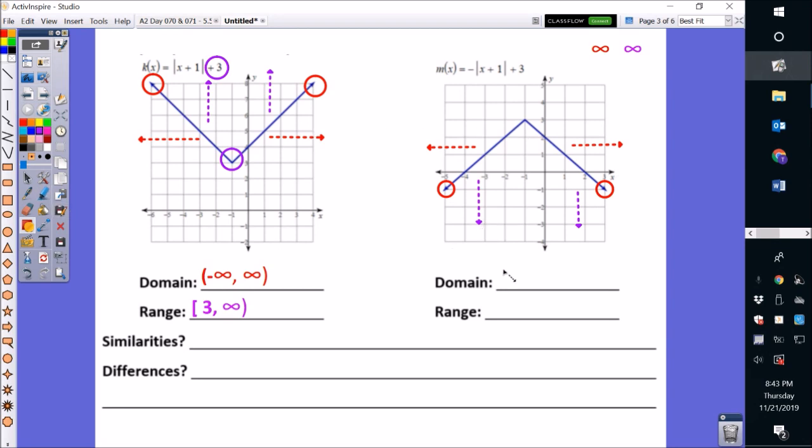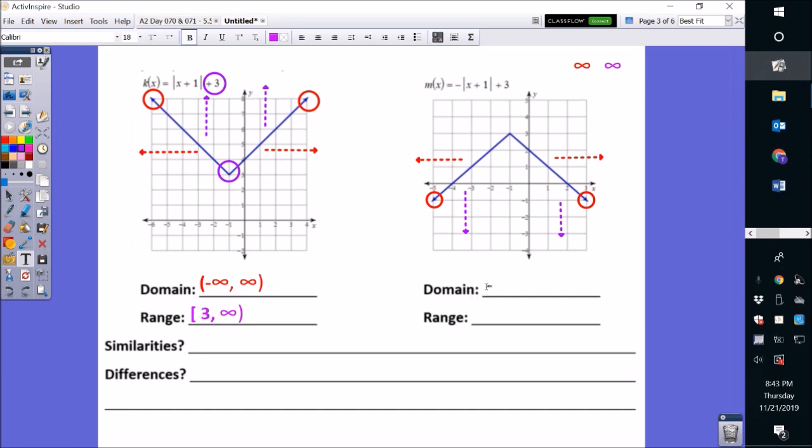Now, for domain, it pretty much is going to be the same. On the left arrow, you can see that it's going towards forever to the left, which means it's going to go towards negative infinity. So negative infinity, comma, and then as you can see, the right arrow is going towards positive infinity. So we're going to end with infinity, close it with parentheses. So there is our domain.